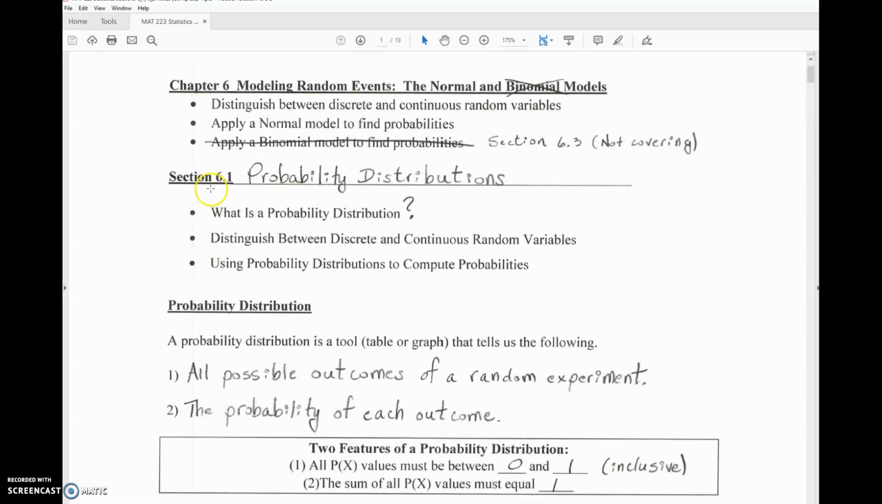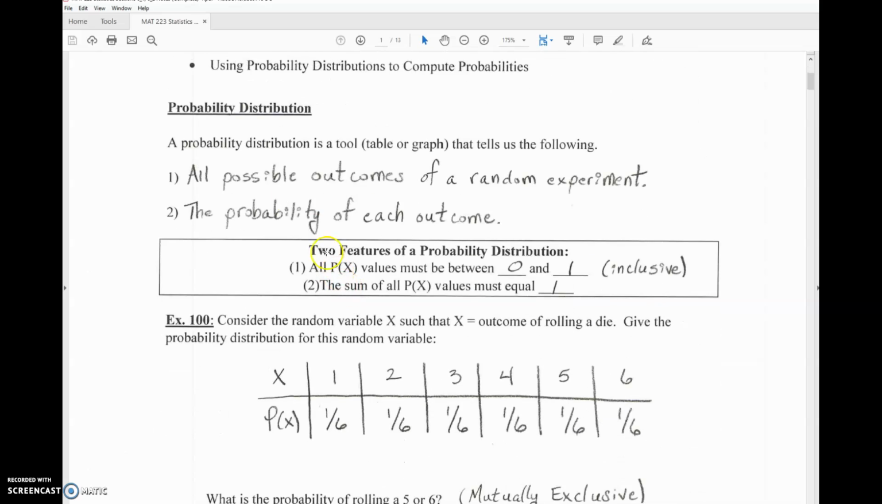All right, so here in section 6.1, the first thing we need to talk about is a probability distribution. What is a probability distribution? We need to distinguish between discrete and continuous random variables, and use probability distributions to compute probabilities. A probability distribution is a tool, a table, or a graph, sometimes called a spike graph, but don't worry, the name's not important, that tells us the following. One, it has all possible outcomes of a random experiment, and two, it has the probability of each outcome.